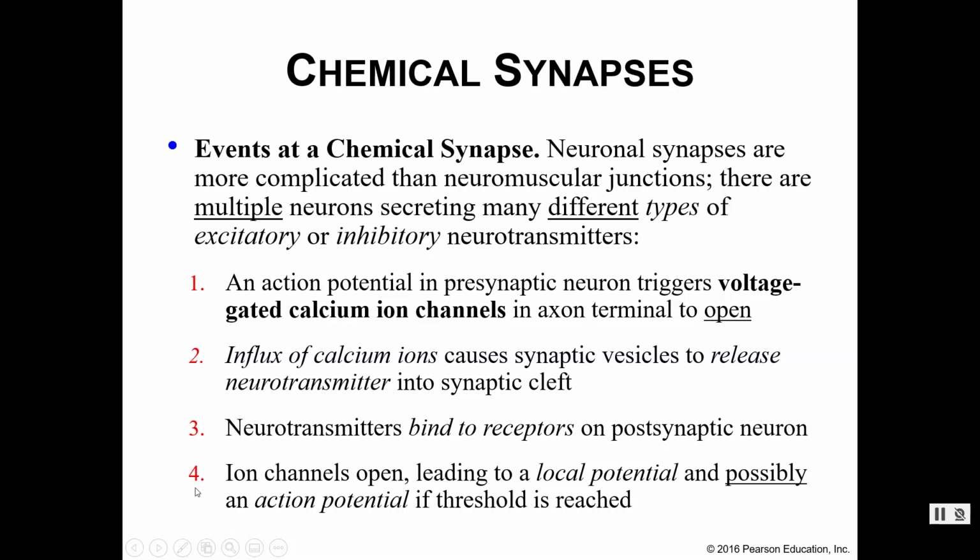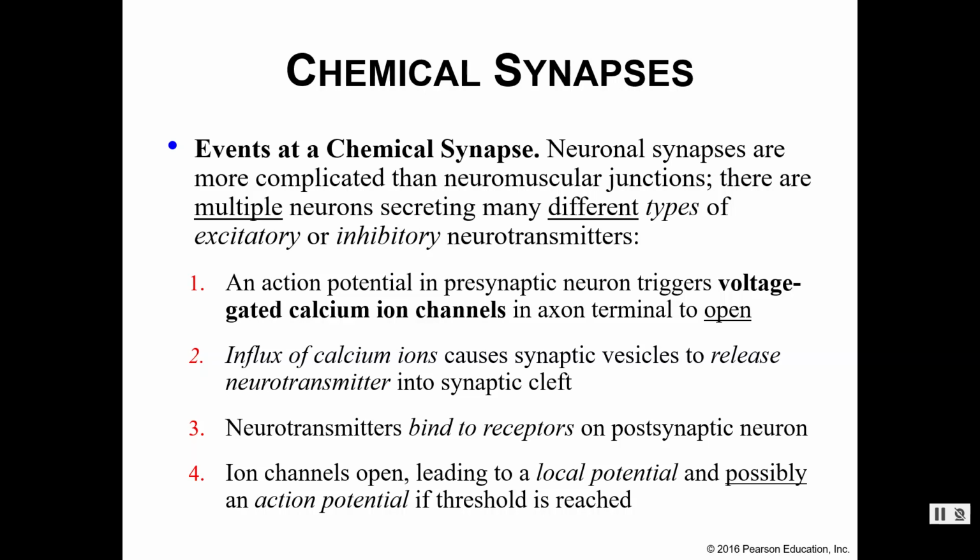We're just relating that to what we've already learned when we did neuron to muscle. Now, step number four, when the neurotransmitter binds on the postsynaptic neuron, this causes ion channels to open. This leads to local potentials. It could lead to an action potential if threshold is reached. So again, that should sound somewhat familiar. When we talked about the neuromuscular junction, the acetylcholine bound to the ligand-gated sodium channels, it caused sodium to come into the cell. If we had enough end-plate potentials, we created an action potential.